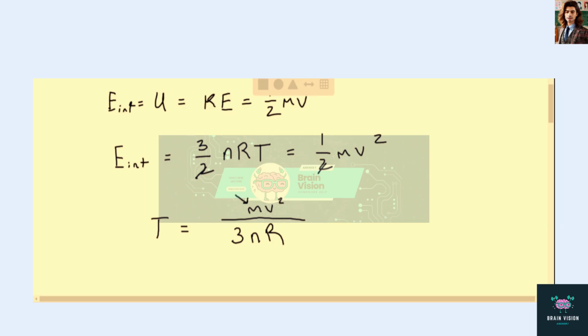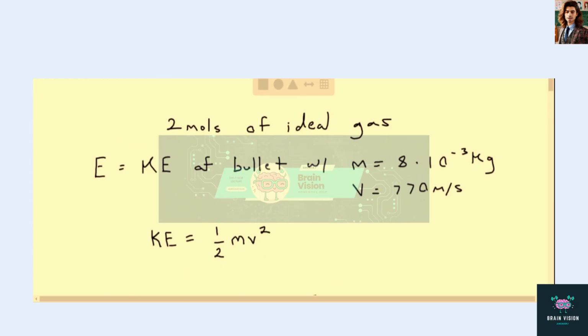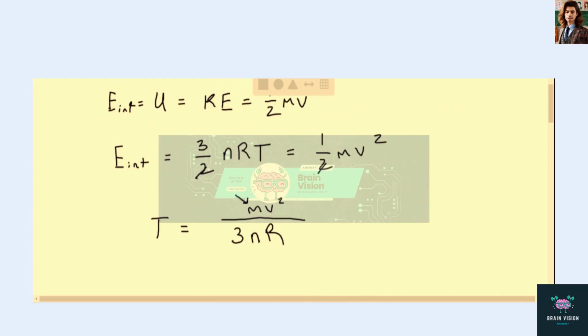Okay, so we have the mass of the bullet in kilograms. We have the velocity. We have the number of moles. And then everything else is just constant, right? So we should be able to just plug all these values in. And if we do that, we'll end up with a temperature of 95.1 Kelvin.